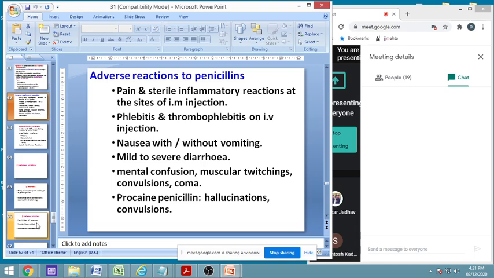Nausea with or without vomiting, and mild to severe diarrhea. Diarrhea is particularly more common where there is a superinfection or where the intestinal bacterial flora is more affected. Mental confusion, muscular twitchings, convulsions and coma can occur. Procaine penicillin has more adverse effects like hallucinations and convulsions, because procaine has these activities.